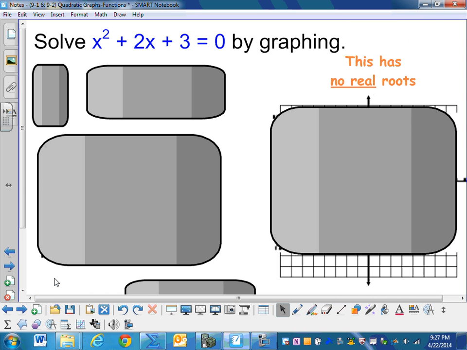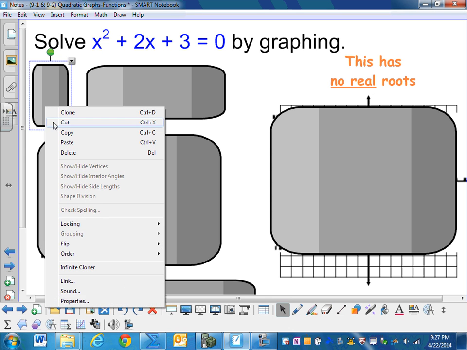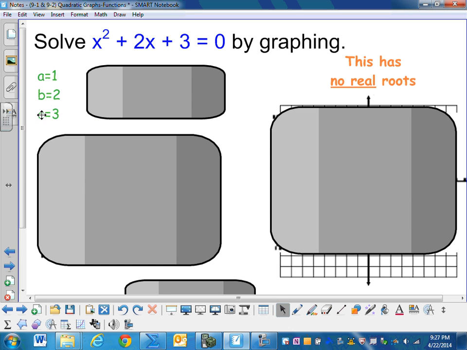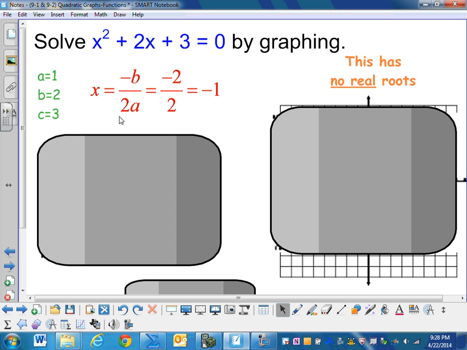And next example. Solve x squared plus 2x plus 3 equal to 0 by graphing. Since it's equal to 0, I'm ready to go. So the first thing I'm going to do is find my a, b, and c. A is equal to 1, b is equal to 2, and c is equal to 3. Again, I'm going to substitute it into my axis of symmetry formula, x equals negative b divided by 2a, and I'm going to get negative 1.